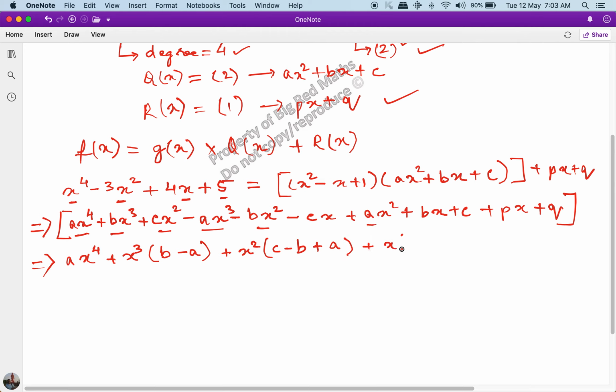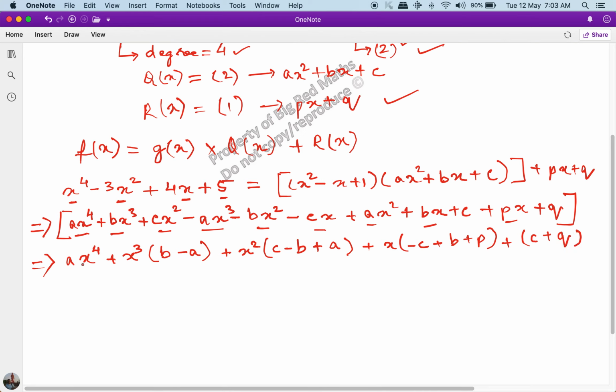Then we have terms with x, which is minus of c, which is this. Then I have plus of b, plus of p. So I have this and this. And lastly, I have constant terms, which are c and q. Okay.